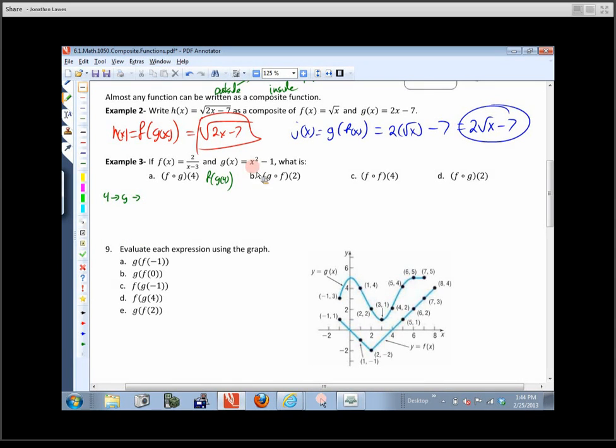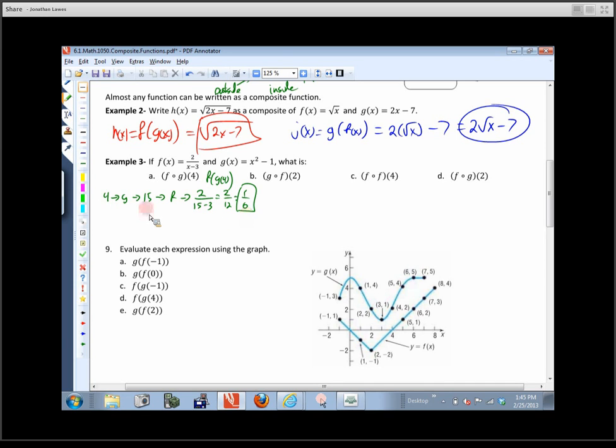If I plug 4 into g, I get 15. I'm going to take that, what am I going to plug it into? I'm going to plug it into f. So if I plug it into f, and on this one I'll literally just plug this in, this is 2 over 15 minus 3. So this is 2 over 12. So the answer is 1/6. There's our answer. That would be f of g of 4.